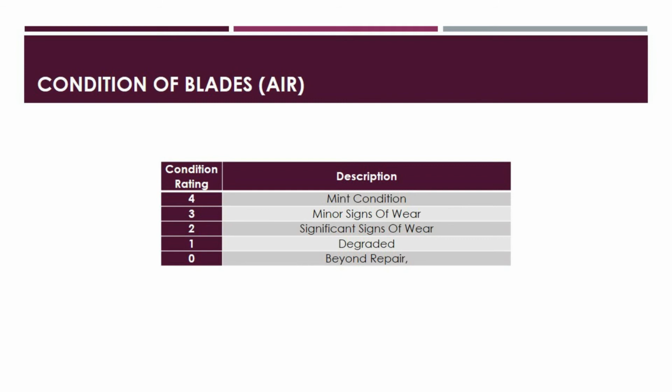For a rating of 2, it means that there are significant signs of wear with respect to the blades, but the deficiencies being inspected are actually not critical to the safe operation of the switchgear. For a rating of 1, it means that the blades are degraded and it is requiring replacement during the next scheduled outage. And lastly, for a rating of 0, the blades are damaged, degraded beyond repair, and it is requiring immediate replacement.